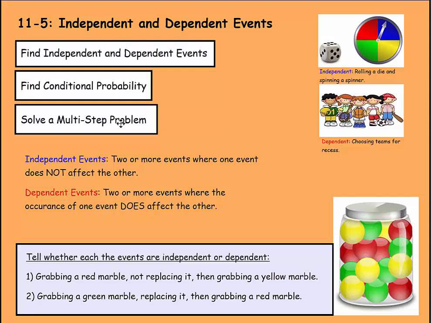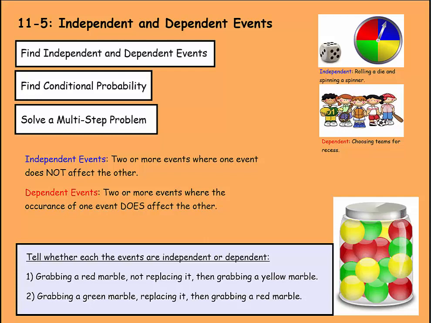So here's the difference between independent and dependent events. Independent events are two or more events where one event does not affect the other. An example of that would be rolling a die and spinning a spinner. The outcome of my die has nothing to do with the outcome of the spinner. Dependent events is two or more events where the occurrence of one event does affect the other.